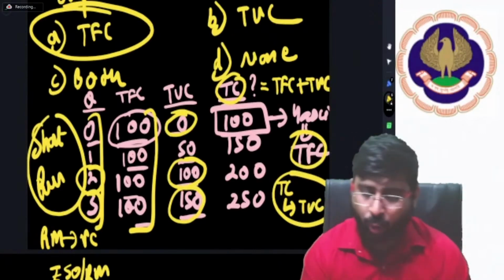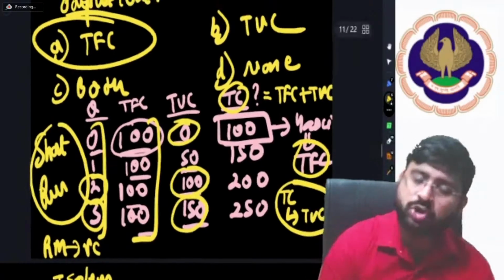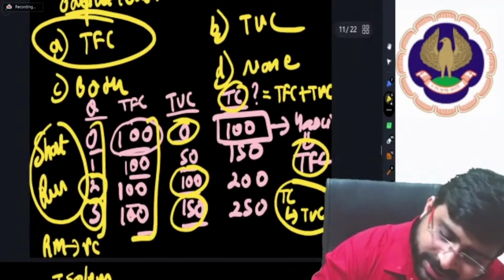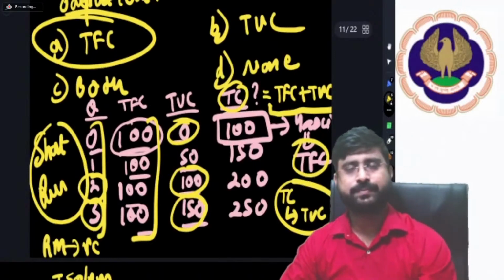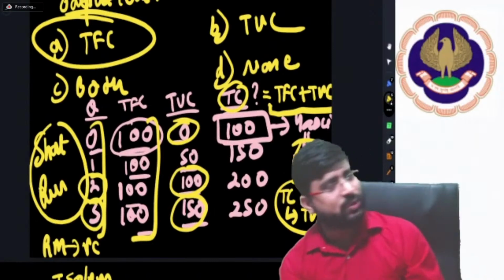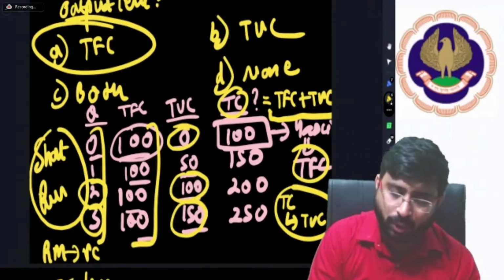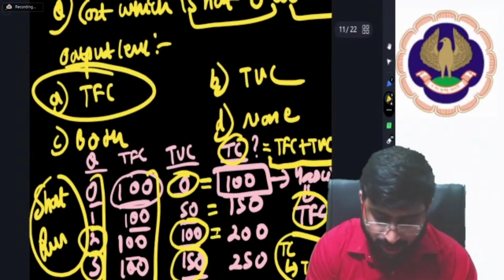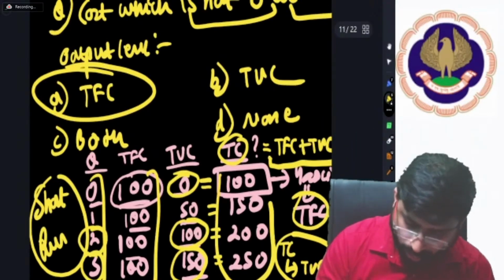Yes, sir. Now what is total cost? Total cost is TFC plus TVC. So in short run, total cost is total fixed cost plus total variable cost. So if you add them up, 100 plus 0 is giving you 100. 100 plus 50 is giving you 150. 100 plus 100 is 200 and 100 plus 150 is 250. So my dear friends, that's total cost.